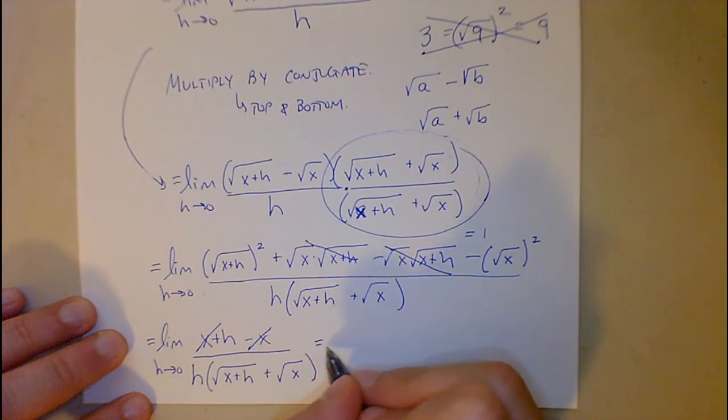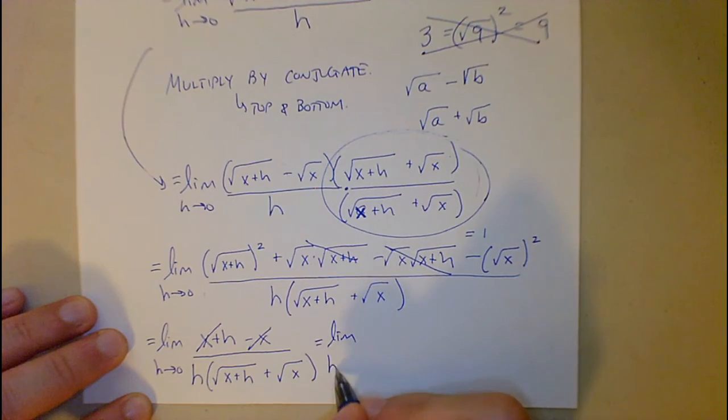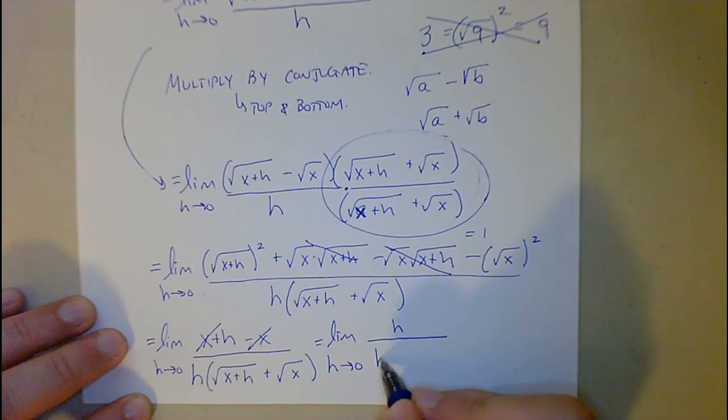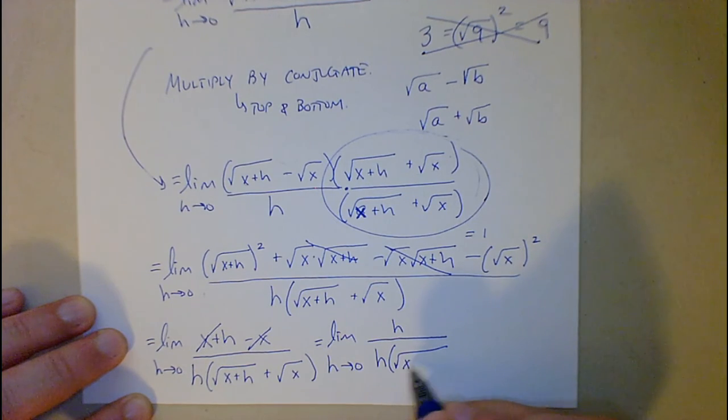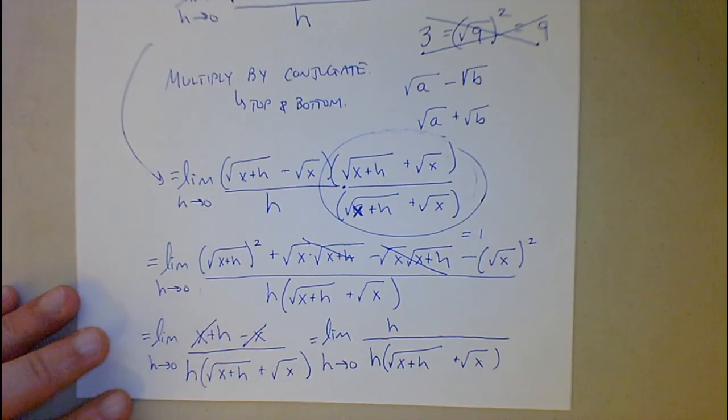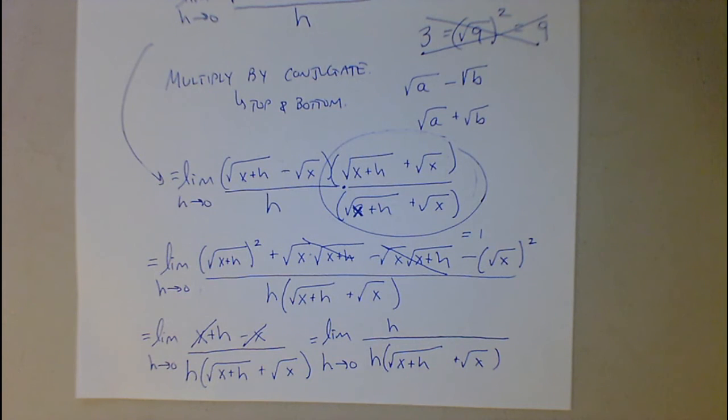And so what I have is the limit as h approaches 0 of h on top divided by h times the square root of x plus h plus the square root of x. I didn't write my division bar long enough. But what happens now? You have h divided by h, which, as long as you're not plugging in h equals 0, is 1. And we're not plugging in h equals 0. We are sneaking up on h equals 0, right? We're approaching it. We're computing the limit.